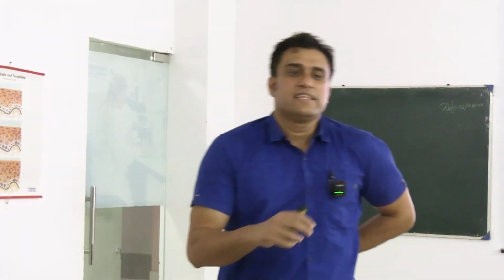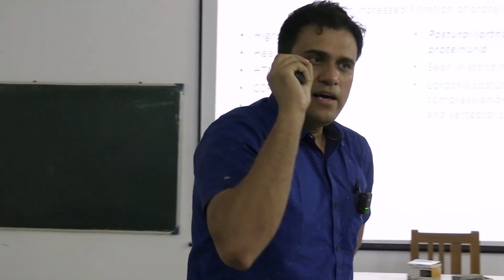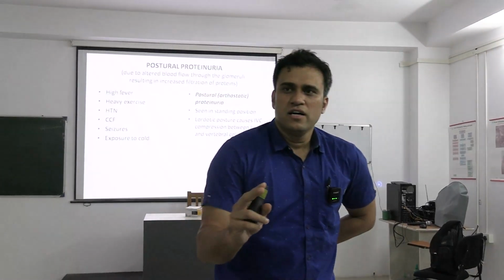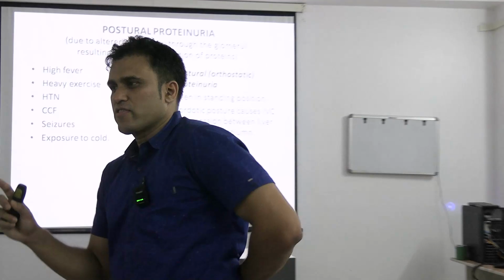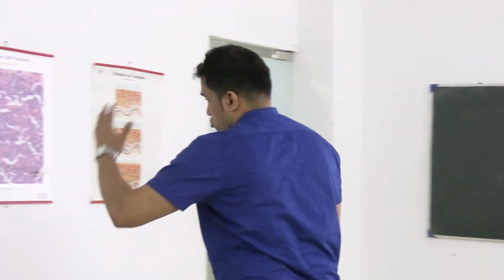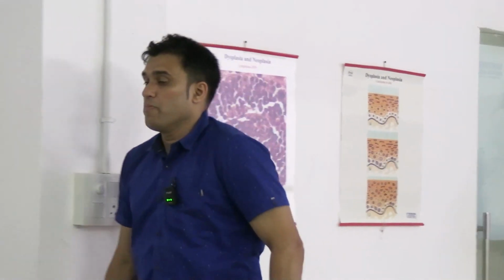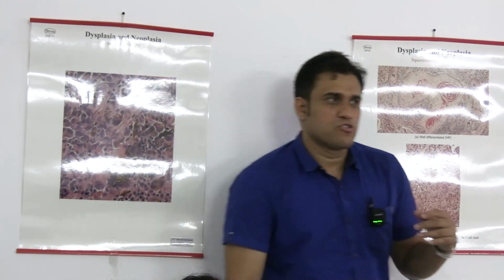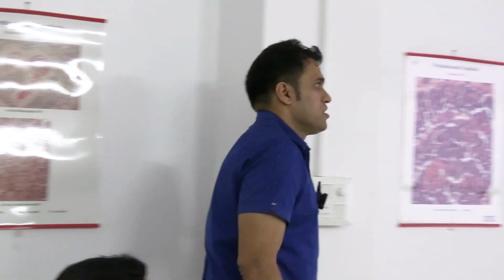In lordotic posture, there is excessive bending like this. So basically what happens is there is inferior vena cava compression between the liver and the spinal cord, resulting in increased proteinuria. Okay, so this is postural proteinuria because of the posture, mostly seen in the standing position but not in the recumbent position. And lordotic proteinuria, if you mention it, it's fine. It's going to get you extra brownie points, that's all.